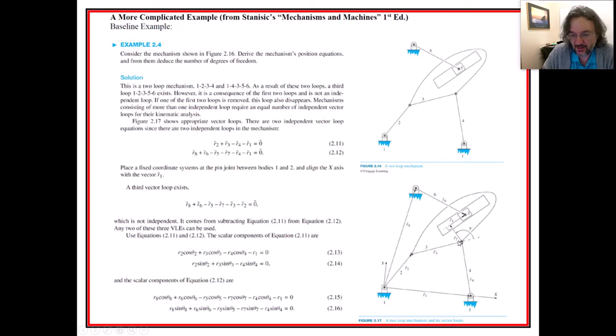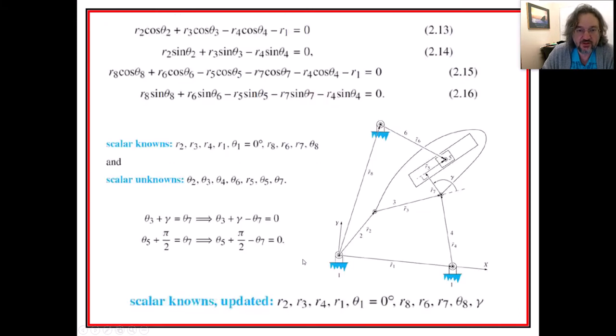And then it comes back through 4 and back through 1. So 4 and 1 are shared in common in its vector loop. We'll see that there could have been a third vector loop that we could possibly make, but that would not be an independent equation. So there's really just two equations, two vector loops. We could break the first vector loop into x and y, and the second vector loop into x and y.